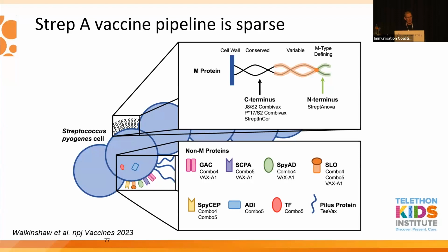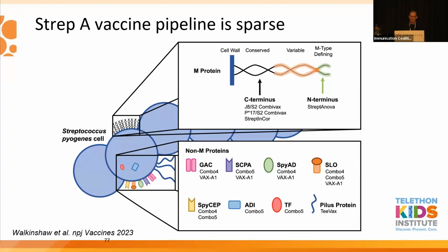What's the vaccine pipeline look like? And so there are 2 broad approaches to developing a Strep A vaccine. The first is targeting the M protein, and there's a conserved region at the bottom of the M protein where some of the target vaccines, the J8 vaccine is targeting the C terminus of the M protein. And then there's the hypervariable M protein, which sits at the end. And this is how people categorize the M types for the different strains of Strep A which are circulating in the community.